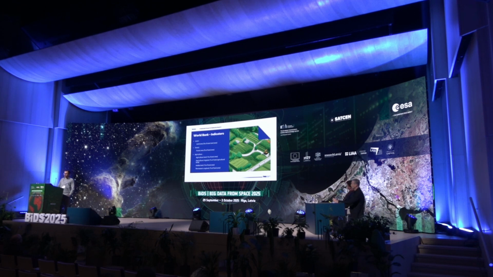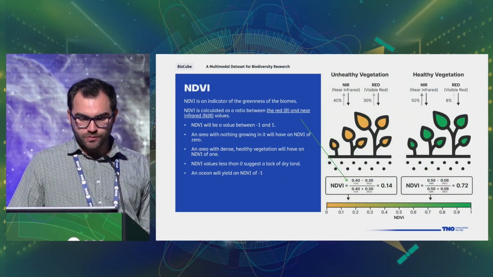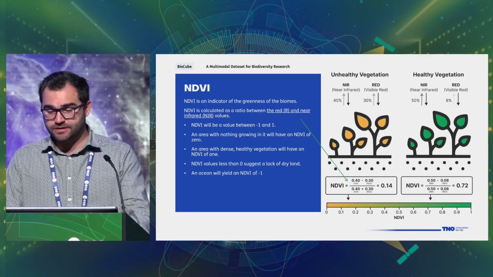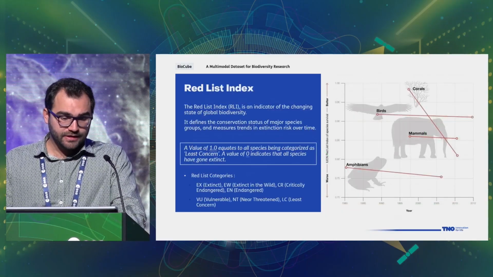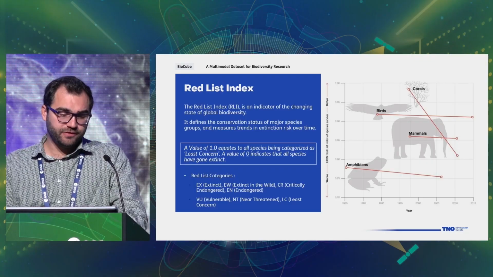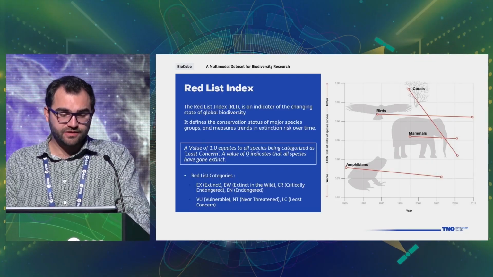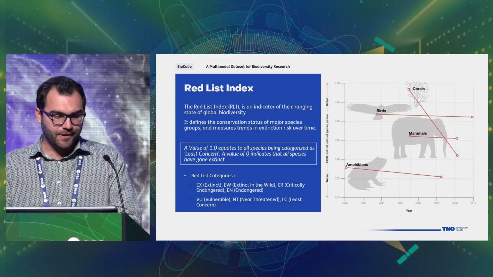Also some indicators. We got indicators for land, for forest, and agriculture. This is in percentage of the land. Of course, NDVI, which is an indicator for the greenness of the biomass. Red List Index, as I mentioned before, it's a very strong indicator of changing the state of global biodiversity.